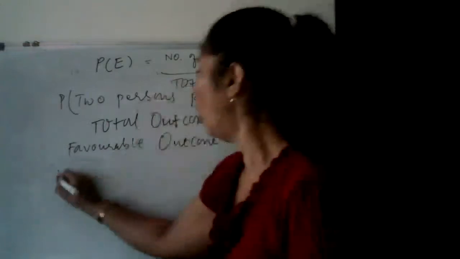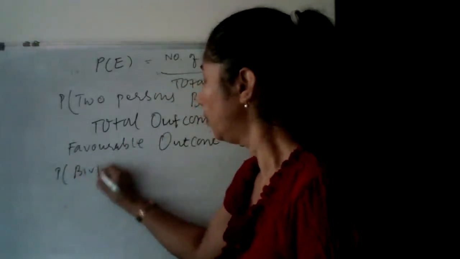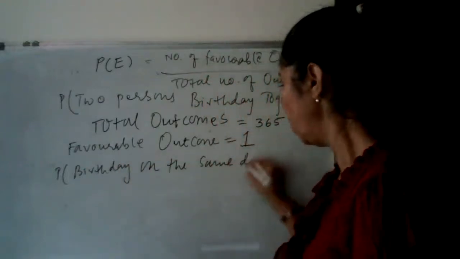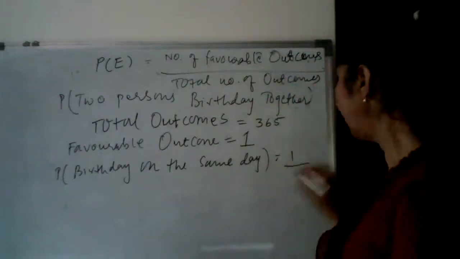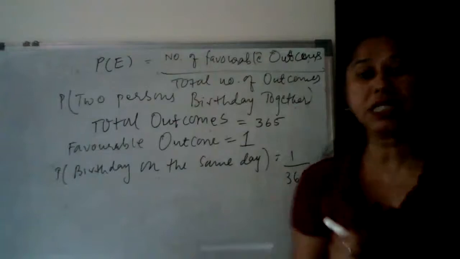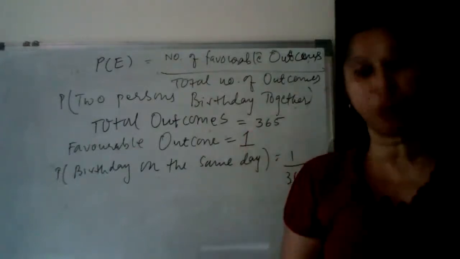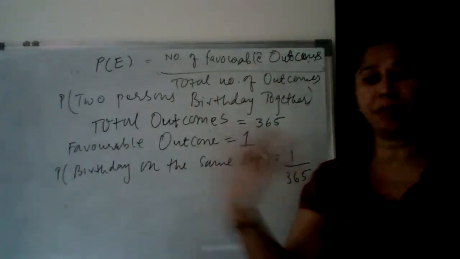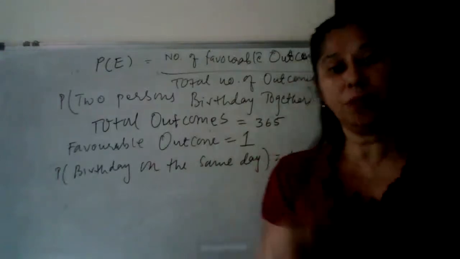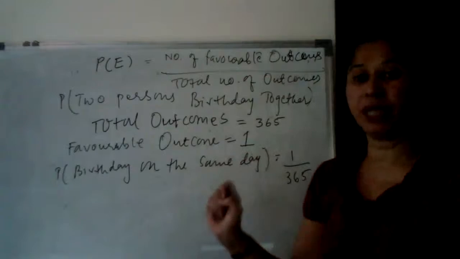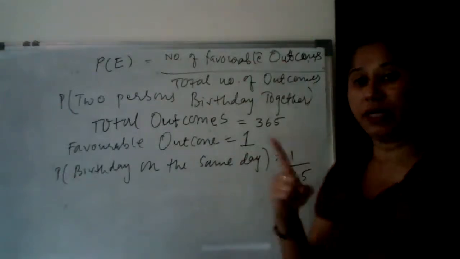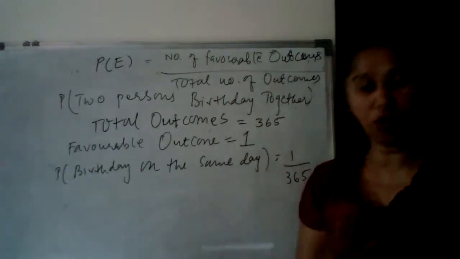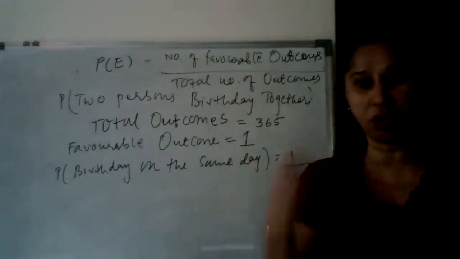So the probability of birthday on the same day, as per the formula, is 1 on 365. These are all typical examples which I'll be dealing with you today. So I hope this is clear, right? Birthday on the same day, for any two persons, maybe A and B or some names are given, you have to remember this: out of 365 days, only one day. So the probability is 1 on 365. A very simple concept to understand.